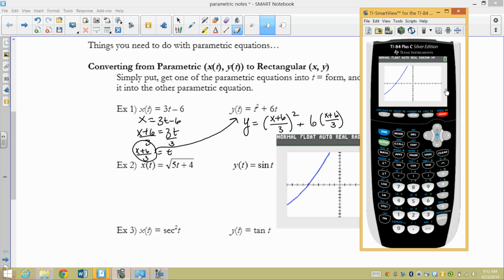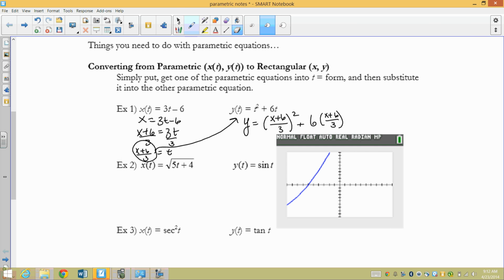Okay, so basically, there's reasons to use parametrics and there's reasons to use rectangular. In this one, it's kind of six of one, half a dozen of the other. Now, that's not always the case here, so I can delete this guy.